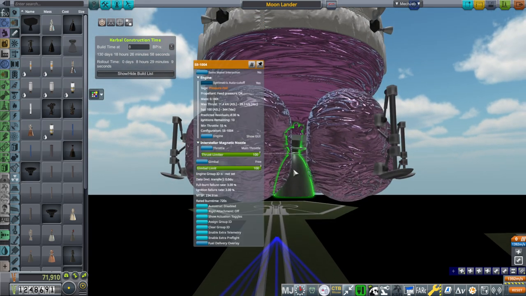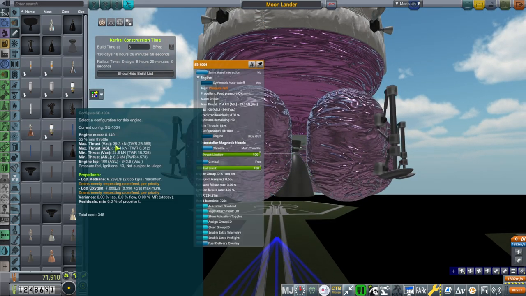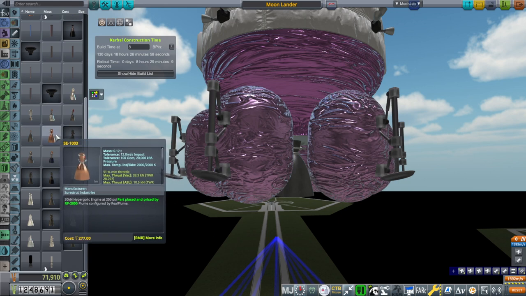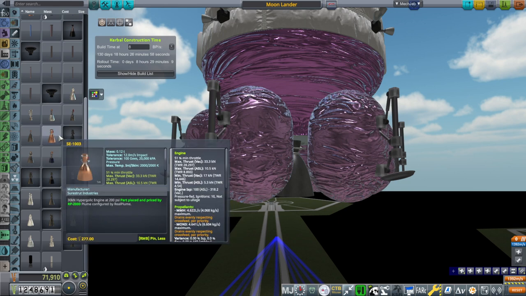And yeah, it has 39.3 kilonewtons, but it can throttle down to 30% of that, and it has an ISP of 343.9, which is pretty good. Better than the alternative hypergolic engine, which you could pick, it's the SE1003A, actually. The 1003, both of them can throttle down, so either one will be fine. Both can throttle to one third of their total thrust, so you'll have to measure it out right. 318 seconds of vacuum ISP with MMH in Mach 3.